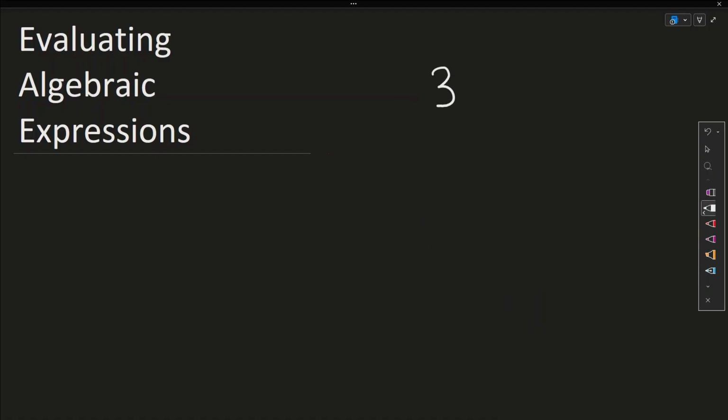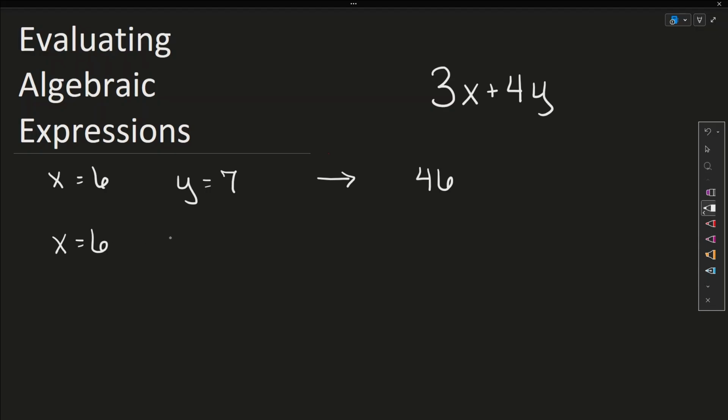Now, let's return to 3x plus 4y. When we let x be equal to 6 and y be equal to 7, we already previously solved this, and we got a result of 46. But this time, let's evaluate it when x is 6 and y is 6. So we're going to substitute 6 for both variables.